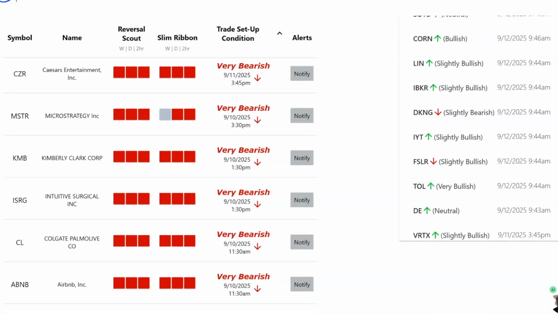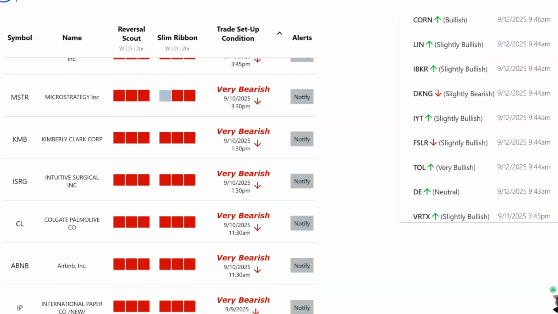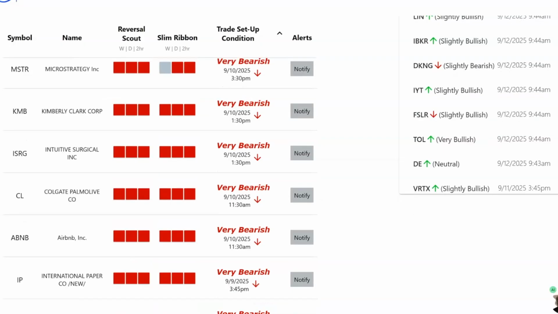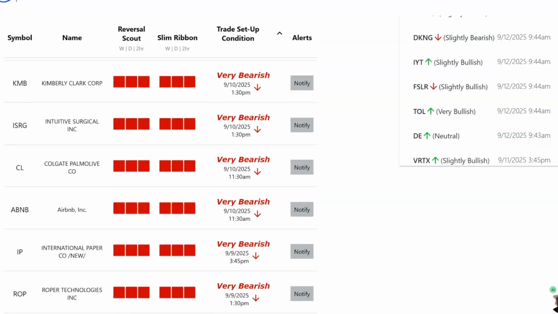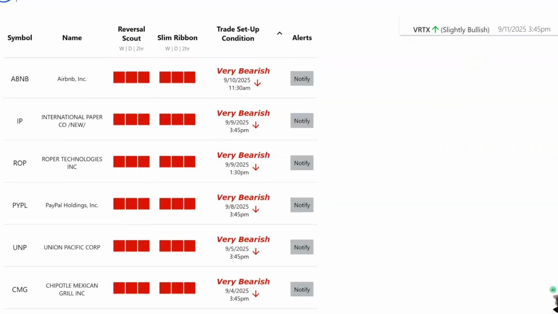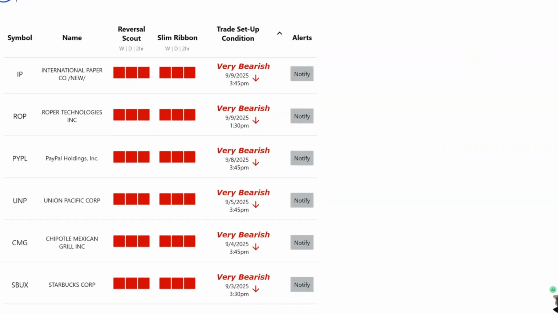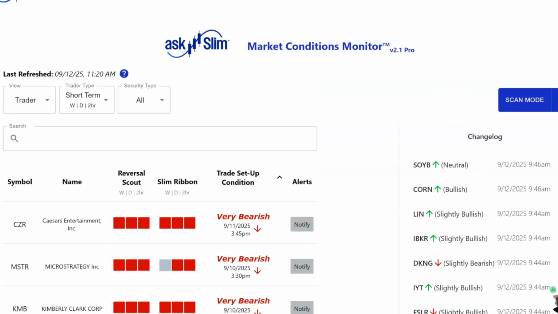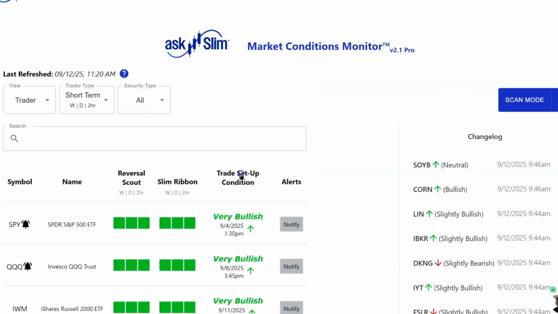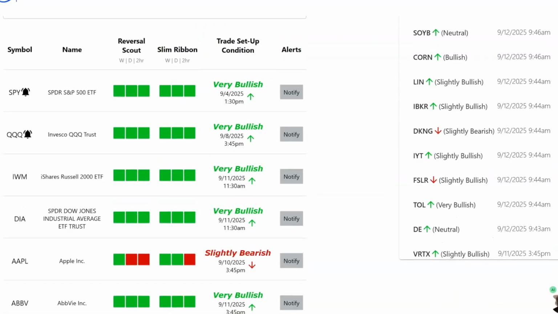Caesars, and earlier in the show I mentioned MicroStrategy. I think that is the canary in the coal mine. I'll say it again for Bitcoin, which I think is going to end up going much lower. And these are the positive and negative looking stocks in there. You can see PayPal, Union Pacific, Chipotle just as terrible, Starbucks. These are stocks that have been bearish. So that is a look at the short term and how this could help you.